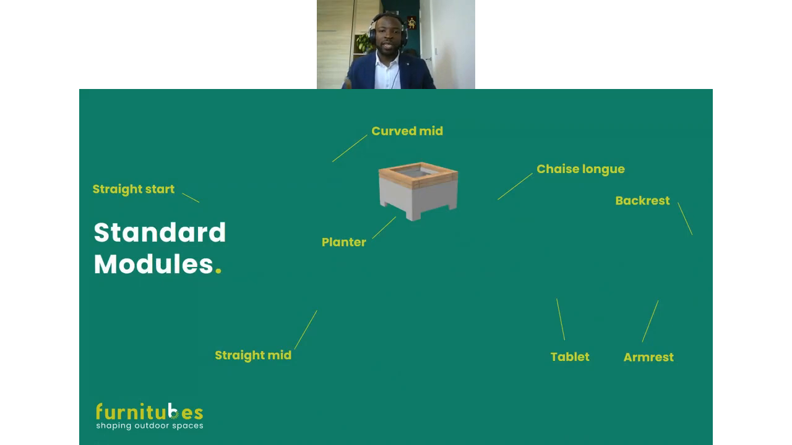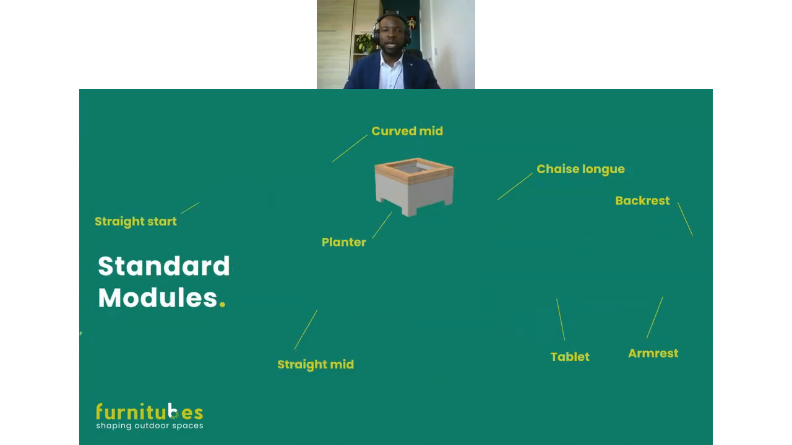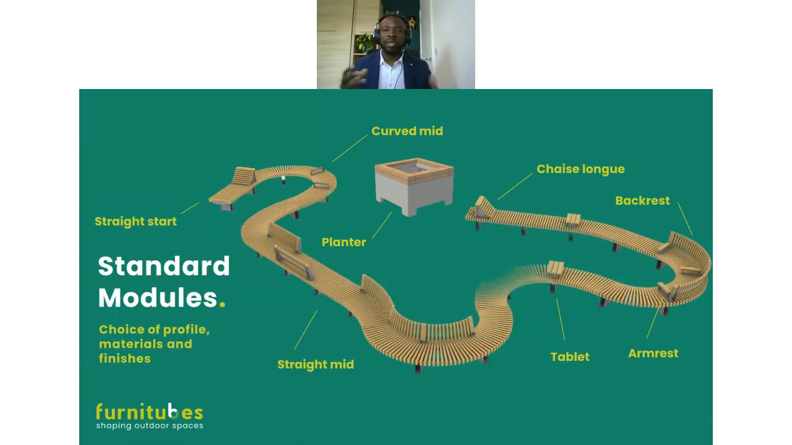You can have inner or outer curved backrests or straight backrests, armrests, tablets, chaise longues, all combined depending on the project's requirements and design intent. And furthermore, different timber slat profiles can be used and specified, as well as different steel finishes as well.